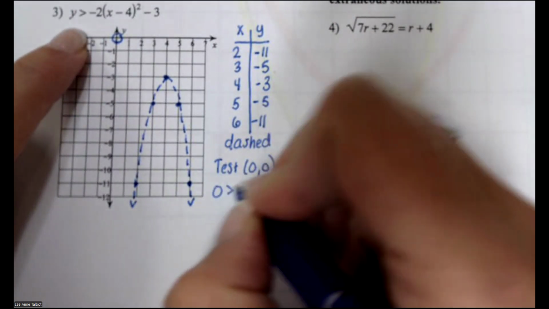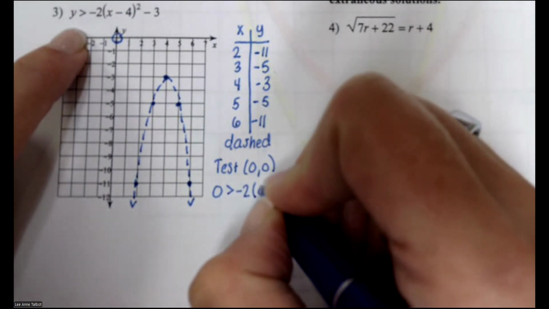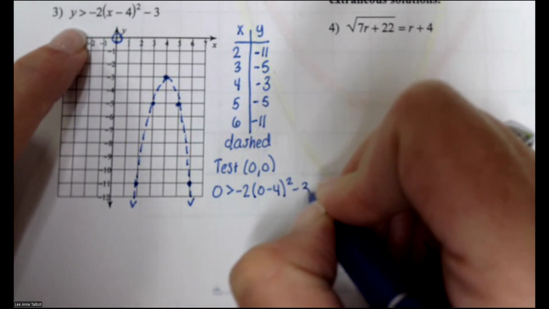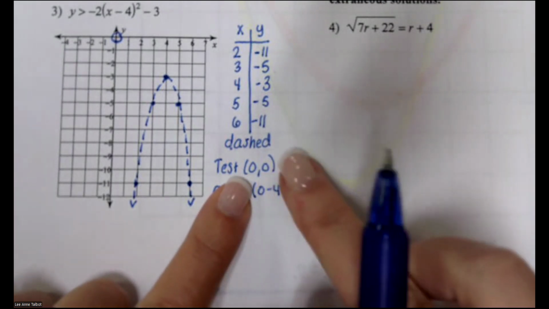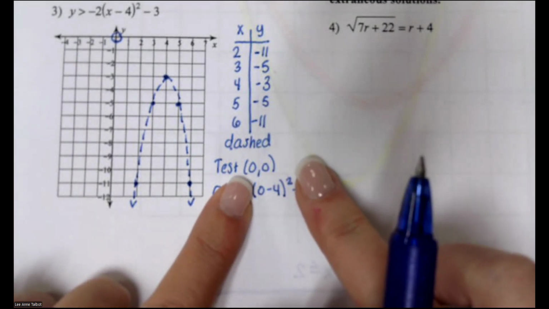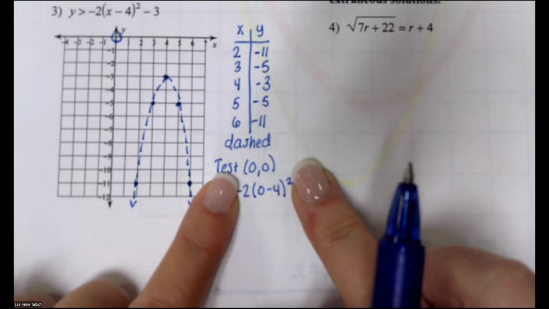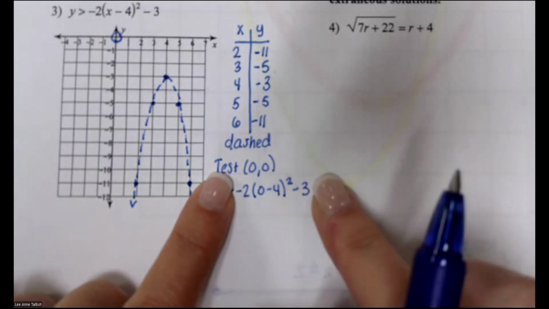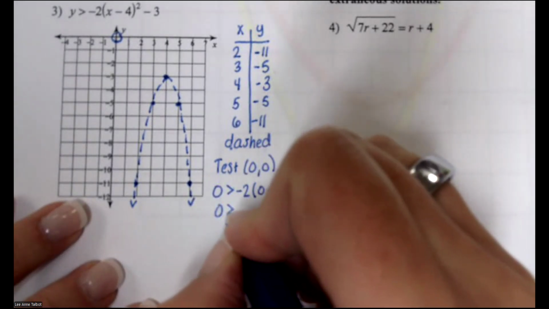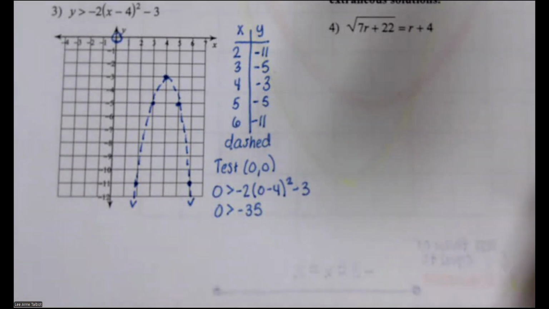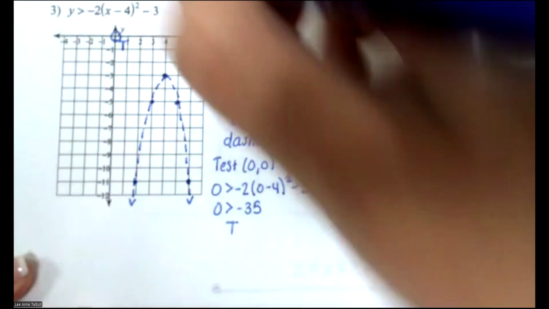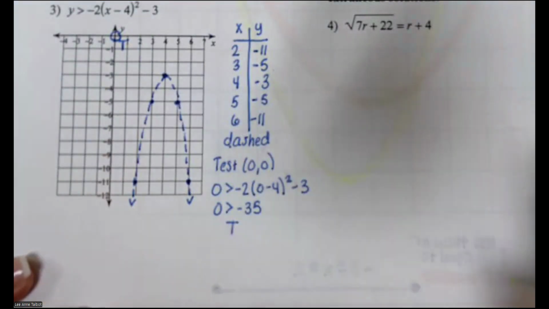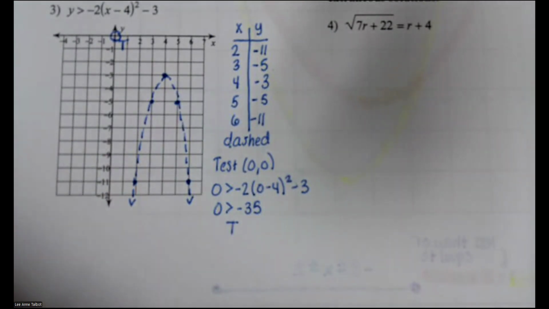0 is greater than -2 times (0 minus 4) squared minus 3. Okay. So this is -4. Negative 4 squared is 16. 16 times negative 2 is negative 32 minus 3 is negative 35. Is 0 greater than negative 35? True. Okay, so that means that anything I would have plugged in outside would have been true. And I shade where the true things are because that's the answer.